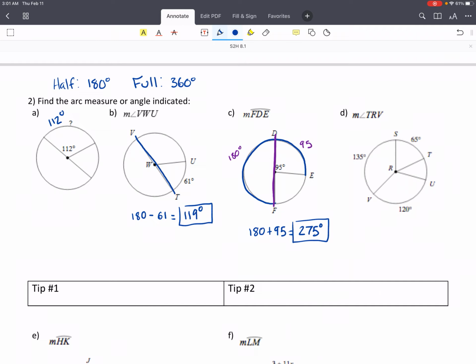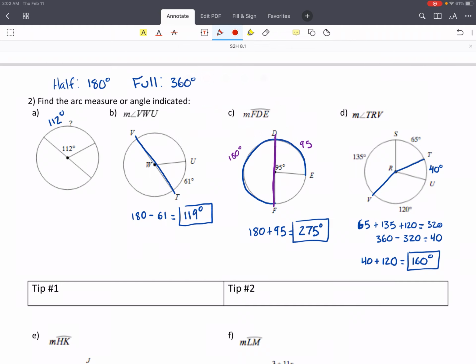Or one more example, angle TRV. It's like I can just add those together, but I also need to know what TRU equals. So I can add 65 plus 135 plus 120. I get 320. So this gives me 40 degrees. So now 40 plus 120 is 160 degrees. Okay, we're going to do a little bit more problems with this.